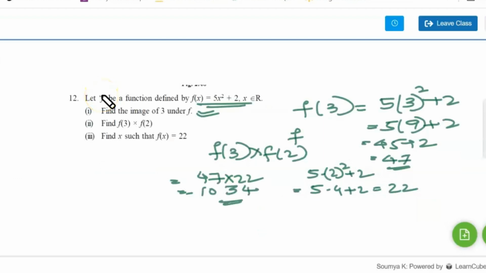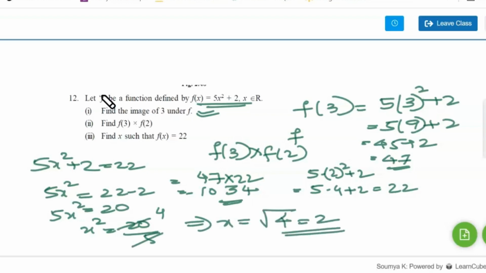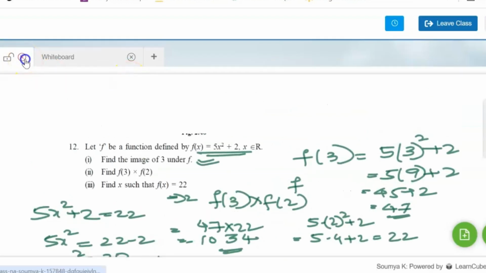Substitute and find out. Next one is to find out x in this case. So f of x is given as 22. 5x square plus 2 equal to 22, or you can write it, do the linear equation solving method, where you can do 5x square equal to 22 minus 2, or you can write 20. So x square equal to 20 by 5, or x square equal to 4, which implies x equal to square root of 4, that is 2. So it is 2 in this case. Okay, so that is the 12th question.